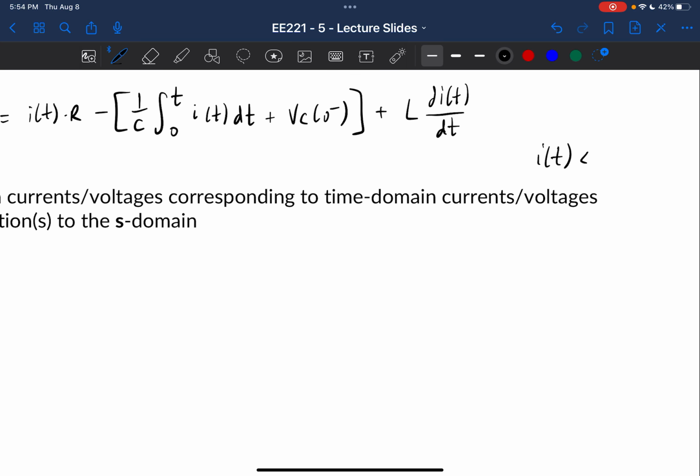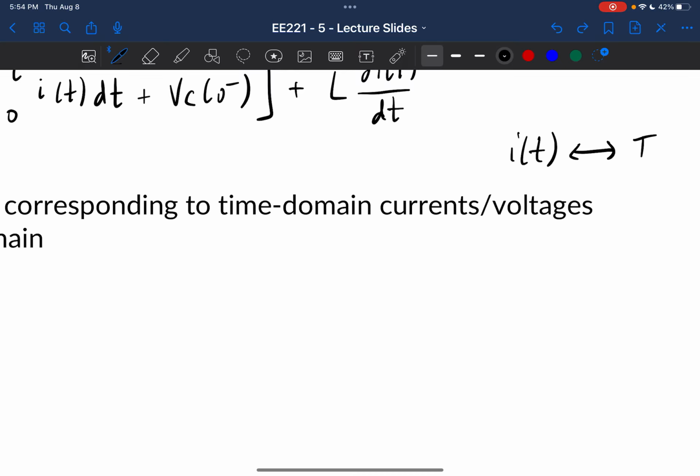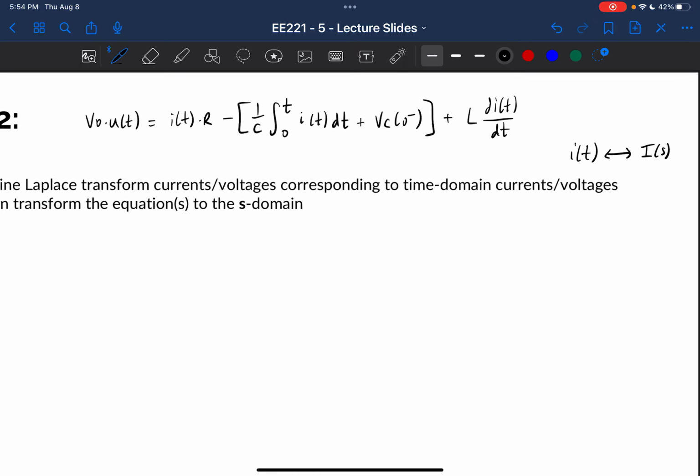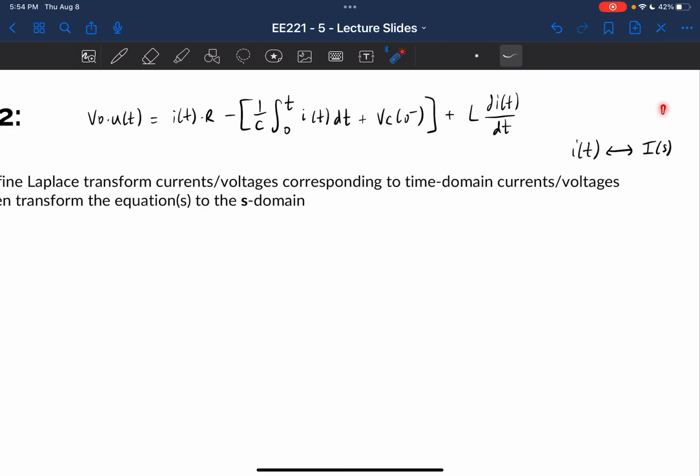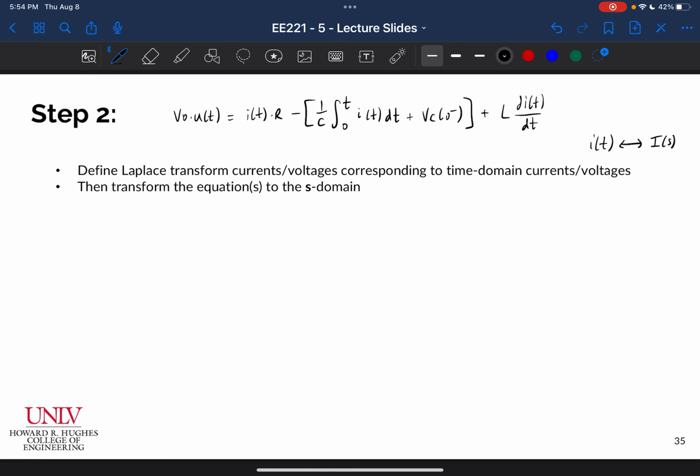So our definition here is just going to be that this I of t has some equivalent I of s in the s domain. And that's really all we do for that first step, is just say, okay, in the time domain, this is the variable that I'm interested in. In the s domain, it's going to be this variable or this function. Okay? And so that's step 1. Step 2 says transform the equation or equations into the s domain. And so what that means is that we now need to go term by term and transform this into the s domain. So let's take a look at how we can do that.